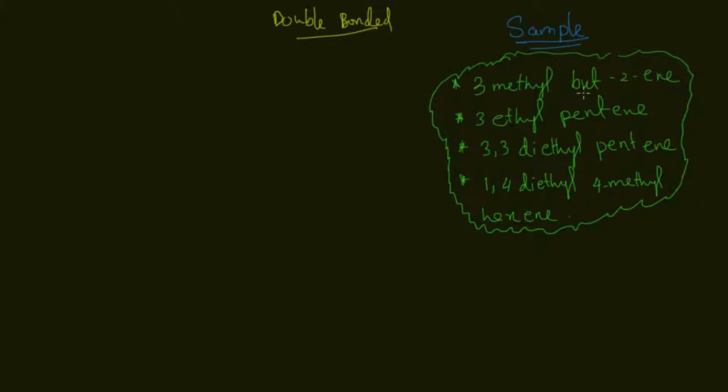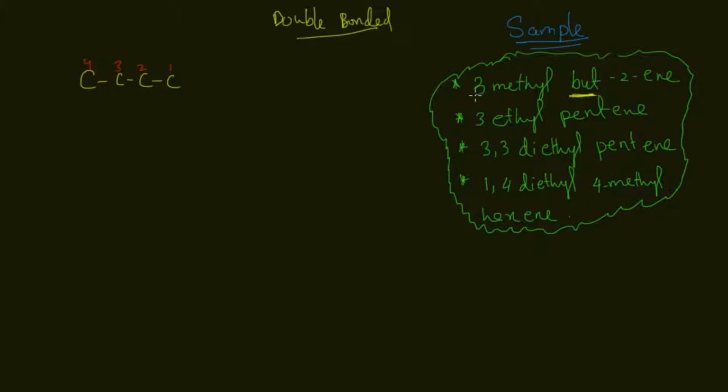Just follow the rules. From the name itself you can see 3-methyl but-2-ene. So by seeing this "but", you have to know there are 4 carbons. C4. From the name itself we can understand there are 4 carbons. Okay, and follow the rule. What is my rule? Number the carbons. So I've numbered them 1, 2, 3, 4 from the right side.